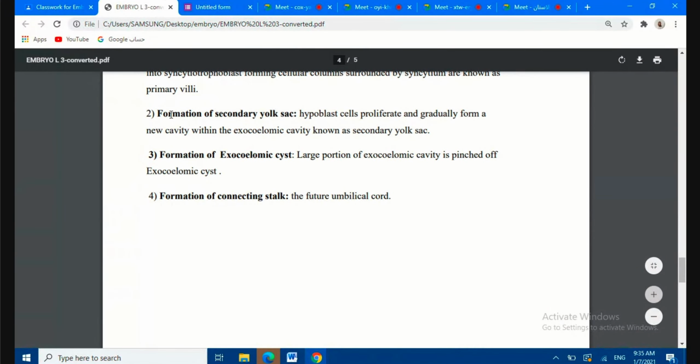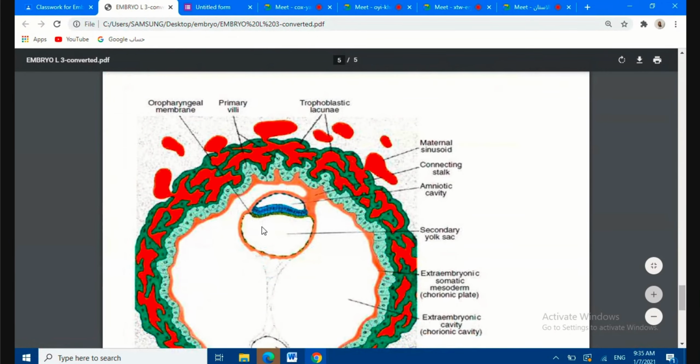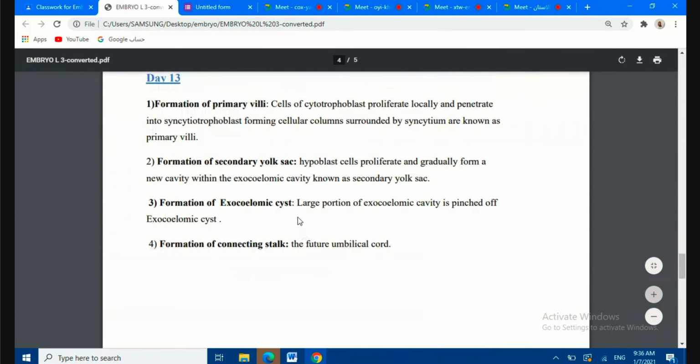زين. Second event is formation of secondary yolk sac. Formation of secondary yolk sac. شوفوا هذا اسمه secondary yolk sac. اللي هو شوفوا كان عندنا primitive yolk sac صح لو لا؟ شو راح تكون؟ تكون لنا secondary yolk sac.